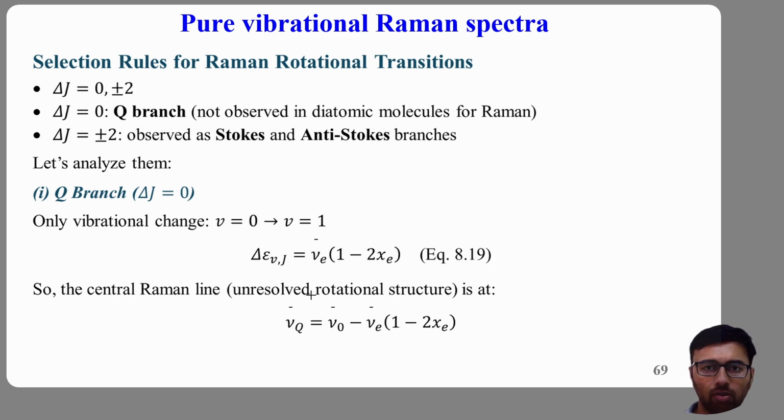If delta J equals plus 2, we obtain the S branch. These are the Stokes side rotational transitions. If delta J equals minus 2, we obtain the O branch. These appear on the opposite side of the spectrum.